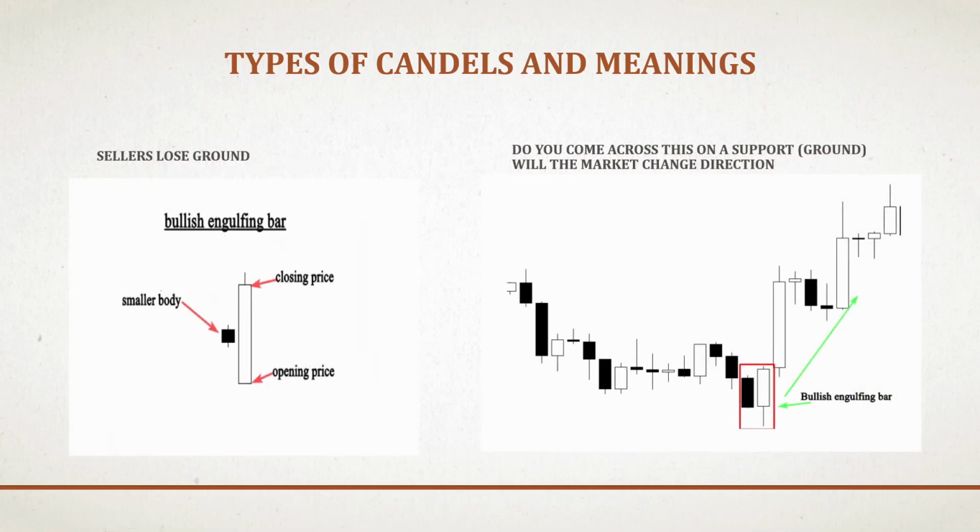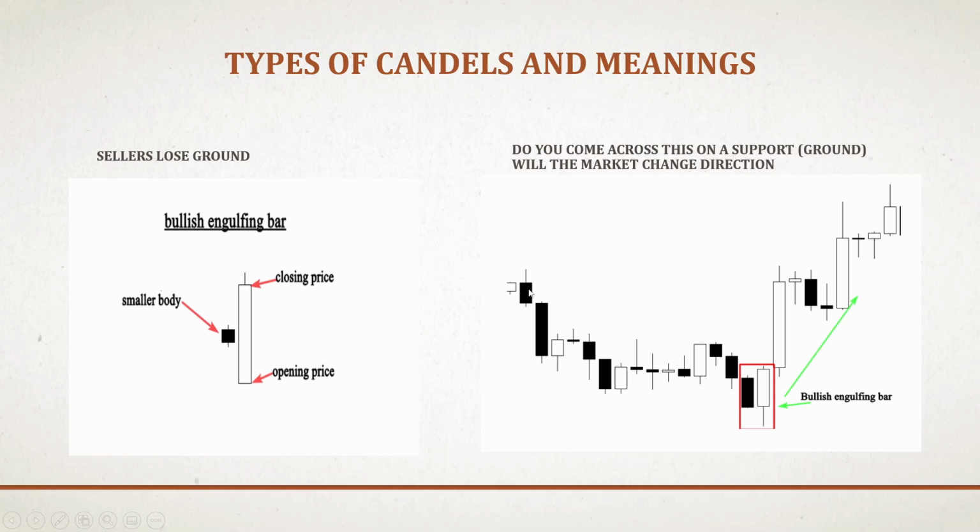Now you have the other way also. You have a bullish engulfing bar. That means you have a smaller body being eaten by a bigger one again, but on the opposite side. A smaller body first went downwards with the pressure, and then the other one made a lot of buying pressure and ate it up completely. That means the market would also change direction if there was a line of support down here. If you come across this on the support ground, will the market change direction?